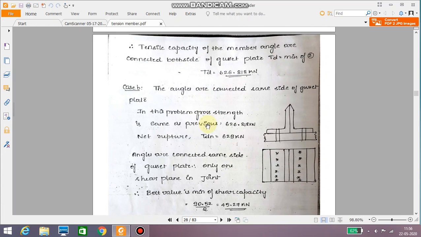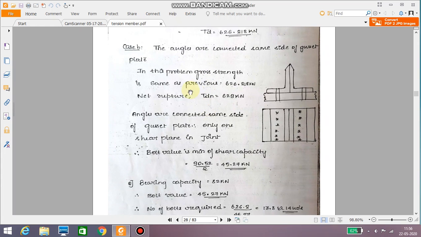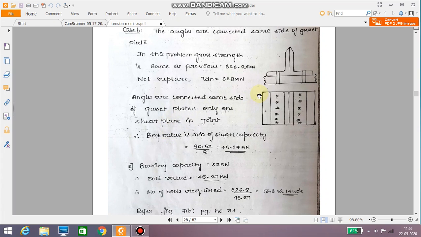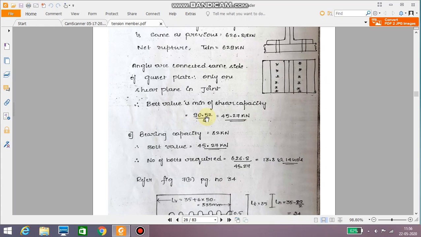Now imagine if the angles are connected on the same side of the gusset plate, then the gross strength will remain as it is, 626.818 as the previous one. The net rupture also will remain the same as the previous one. However, if the angles are connected on the same side of the gusset plate, then there will be only one shear plane in the joint. Therefore, the bolt value is the minimum of shear capacity. So that is nothing but 90.5 divided by 2. When you have one shear plane, automatically you will get the 2. It is to be divided with the 2.